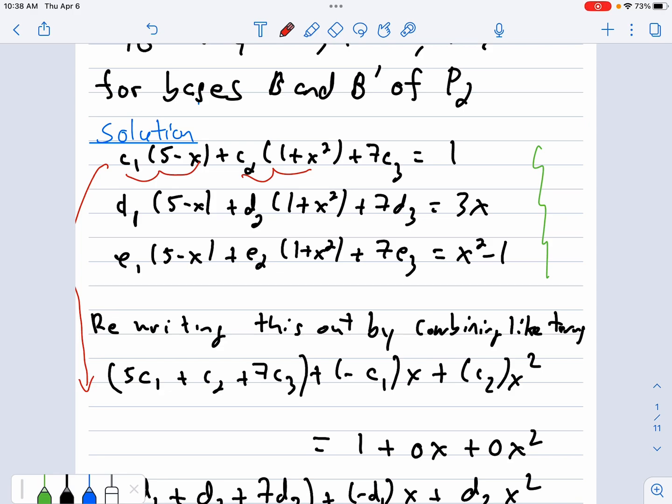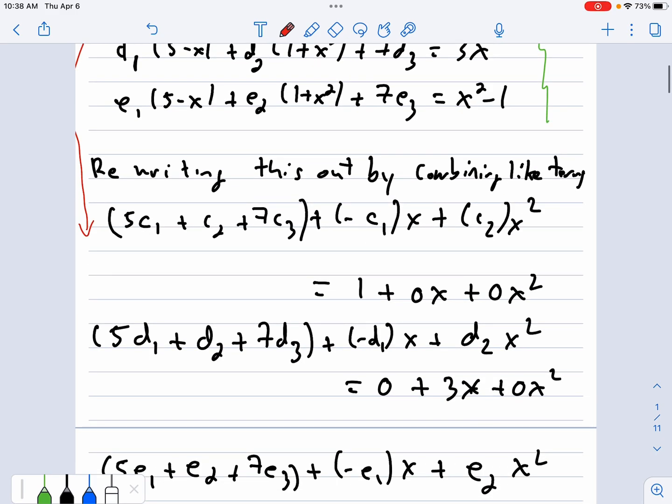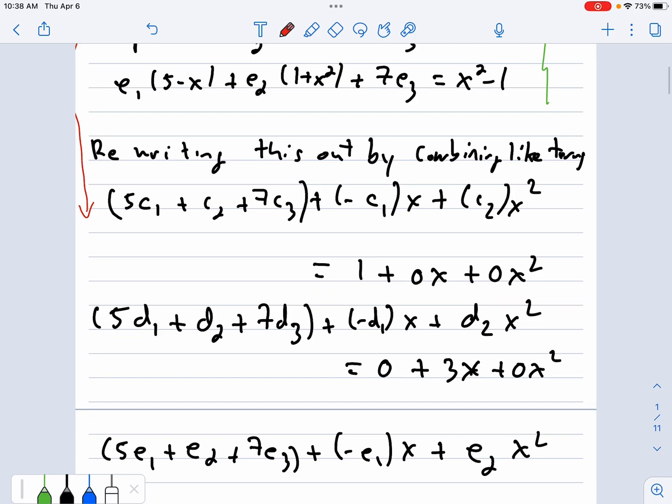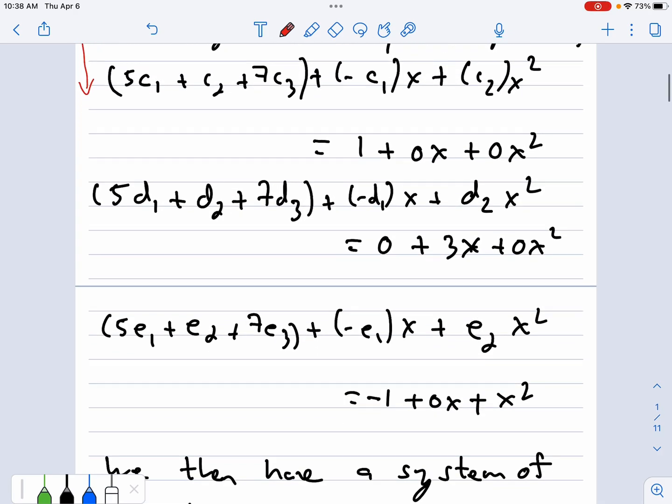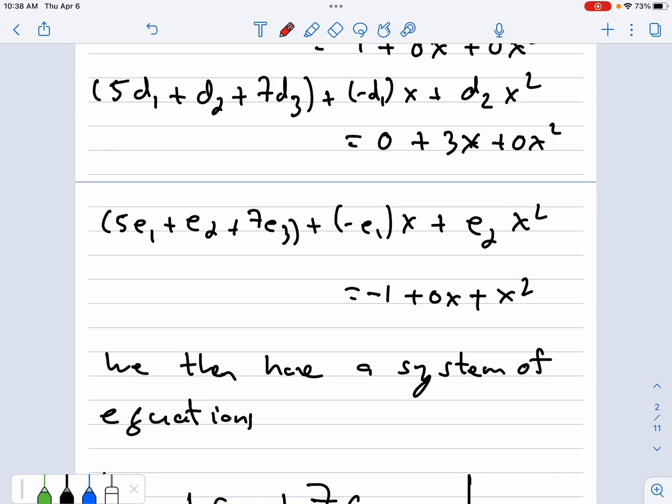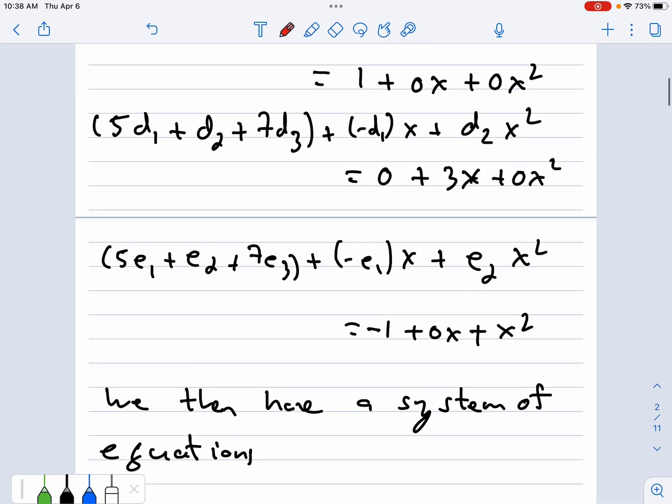And I would do the same thing for the next equation involving the D's, and you would have 0 plus 3x plus 0x², writing 3x as a polynomial in P2. And last but not least, the same thing for x² − 1. I wrote that as −1 plus 0x plus x². Okay, so I want to follow that same order with all the polynomials, meaning the constant first, then the coefficient of x, and then the x².